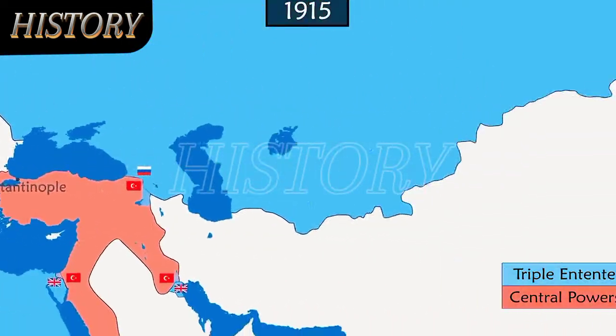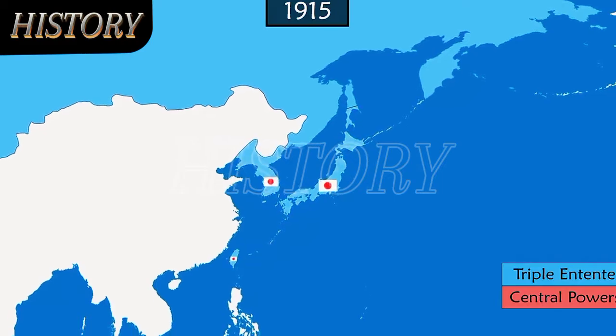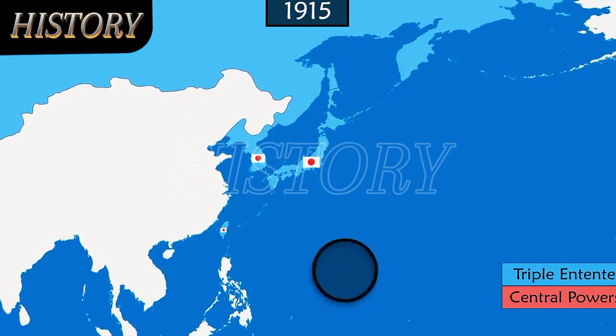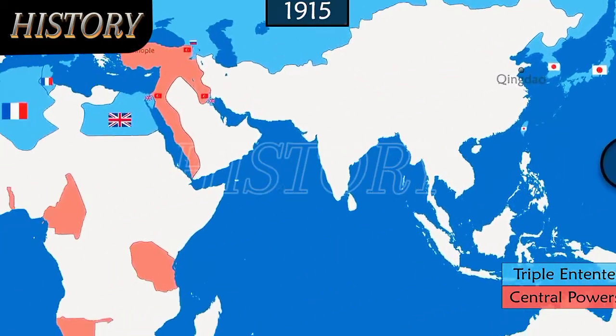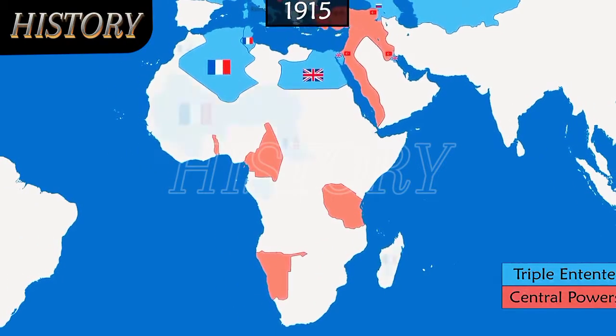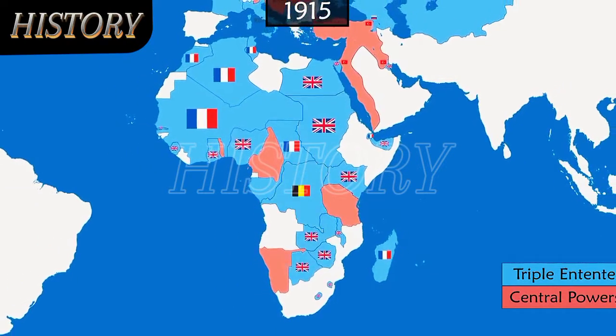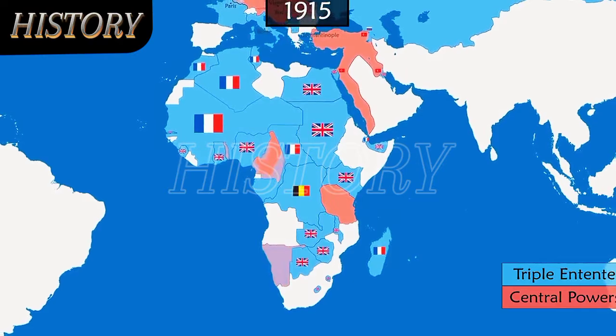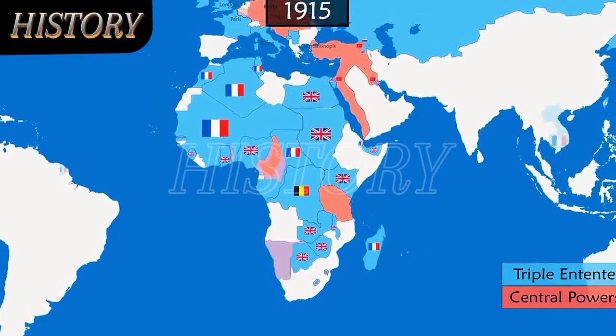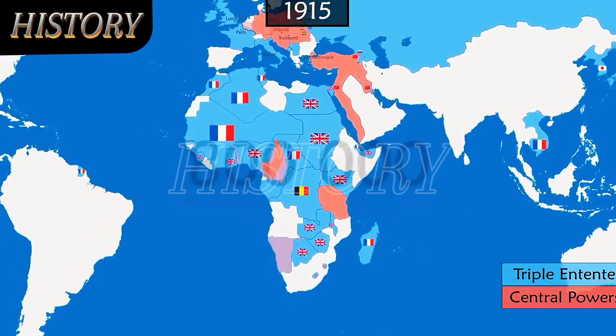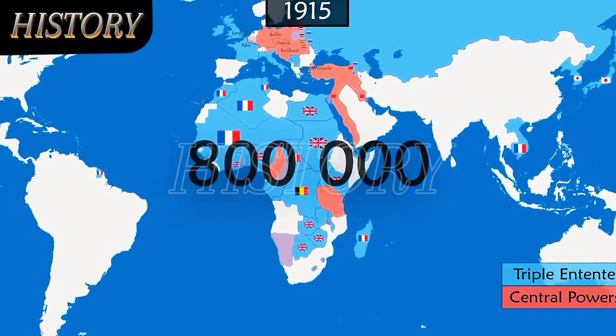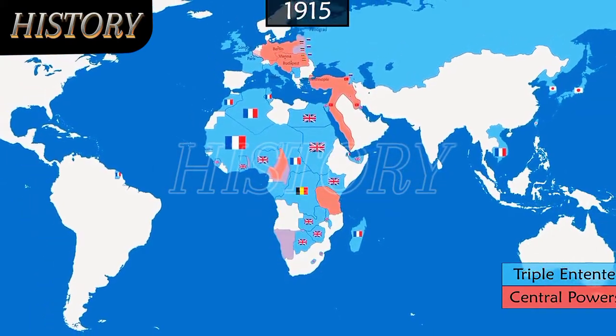In Asia, Japan went to war against Germany and seized its colonies in the Pacific and China. In Africa, German colonies are stormed by French, British and Belgian forces. Many people from colonized territories are enlisted in European armies. France mobilizes nearly 800,000 people, a large proportion of whom are sent to Europe.